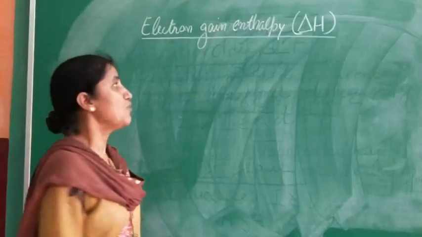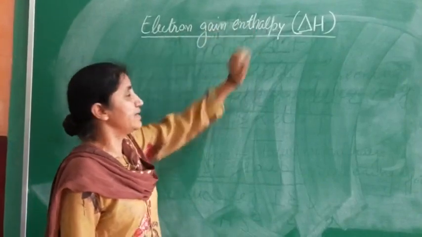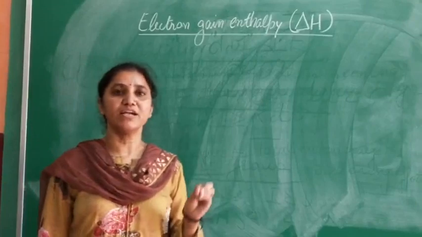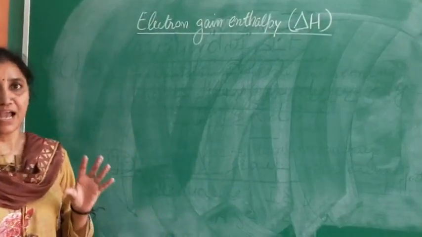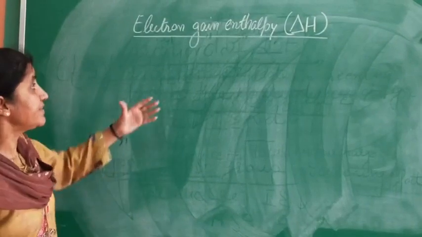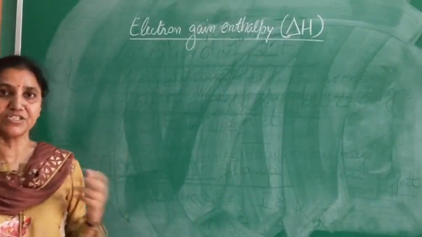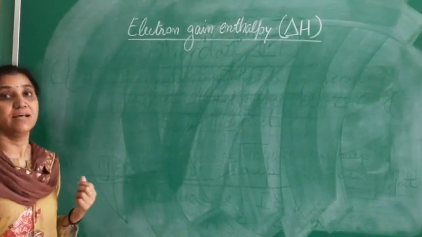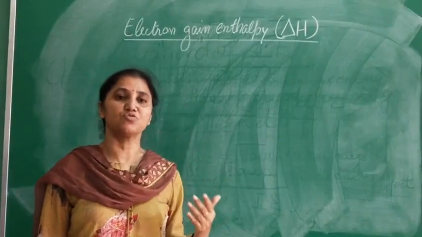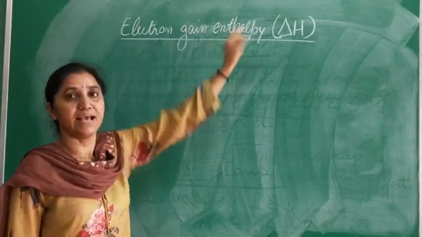Okay students, now come to the next topic, that is electron gain enthalpy. Ionization energy is the energy required to remove an electron. But if we have the electron enter inside the atom, then energy will be released because the added electron will feel attraction towards the nucleus. This energy released when one electron is added to an isolated gaseous atom is known as electron gain enthalpy.